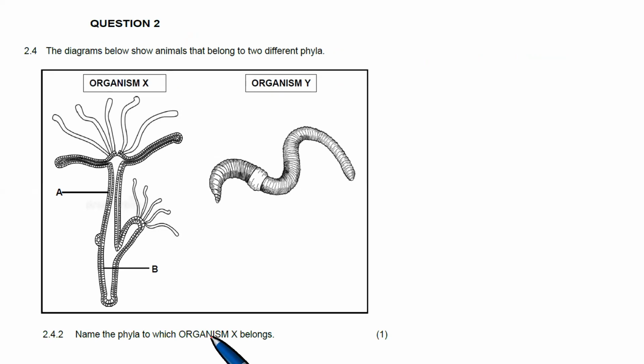Next question. The diagrams below show animals that belong to different phyla, organism X and organism Y. Name the phylum to which organism X belongs.